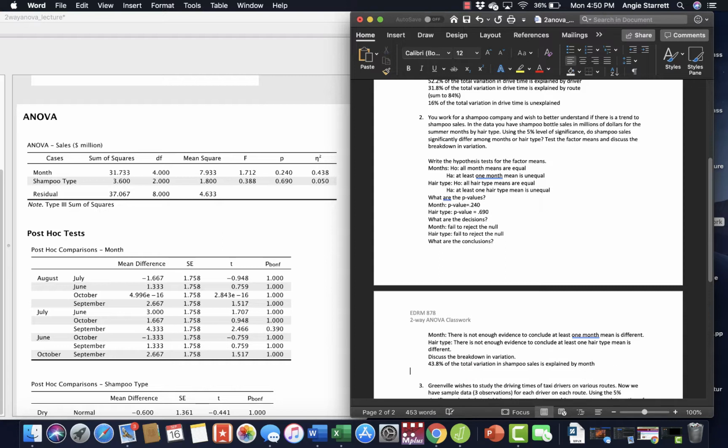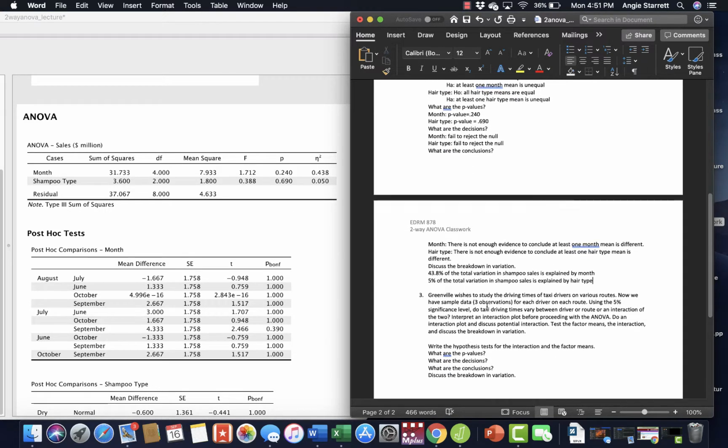All right, and then with hair type, we get 5% of the total variation in shampoo sales is explained by hair type. All right, so students often ask, well, when is it a lot of a percent? And the answer really goes back to the p-value. The fact that month's p-value is 0.24, it's not significant, we would interpret 43.8% as not very much of the variation in shampoo sales. Something else is doing a better job.